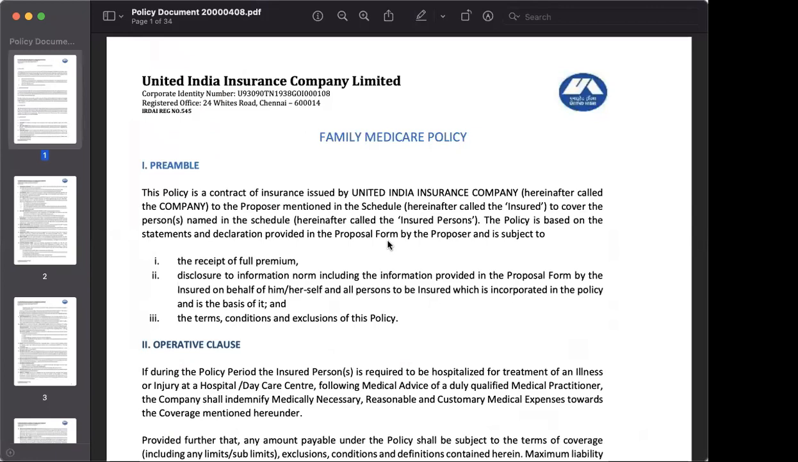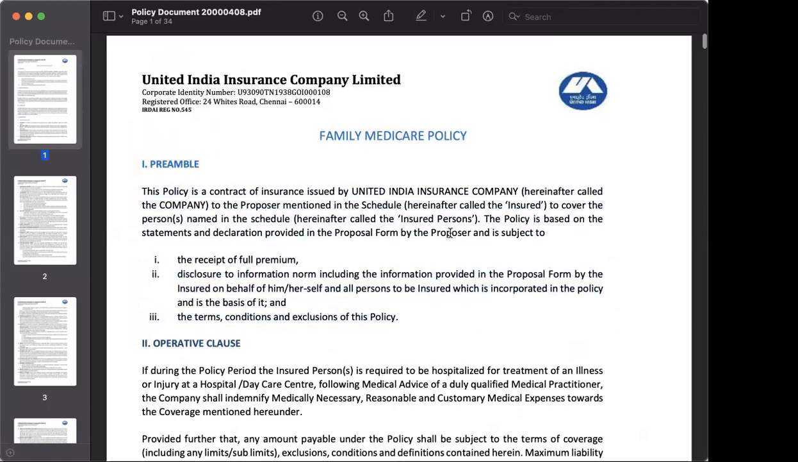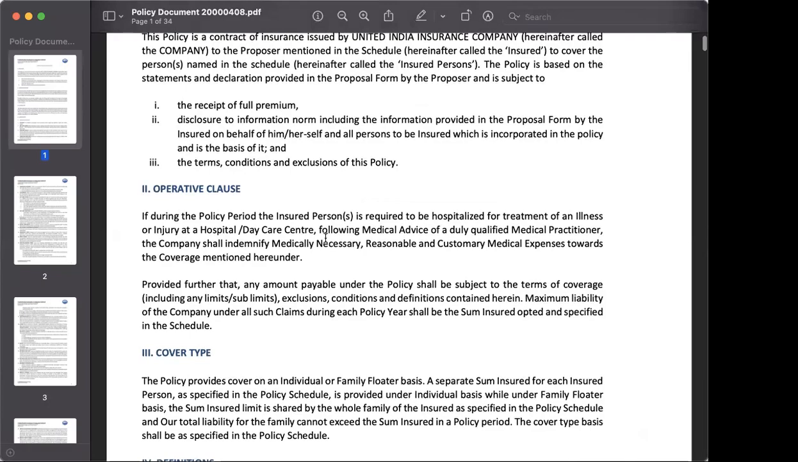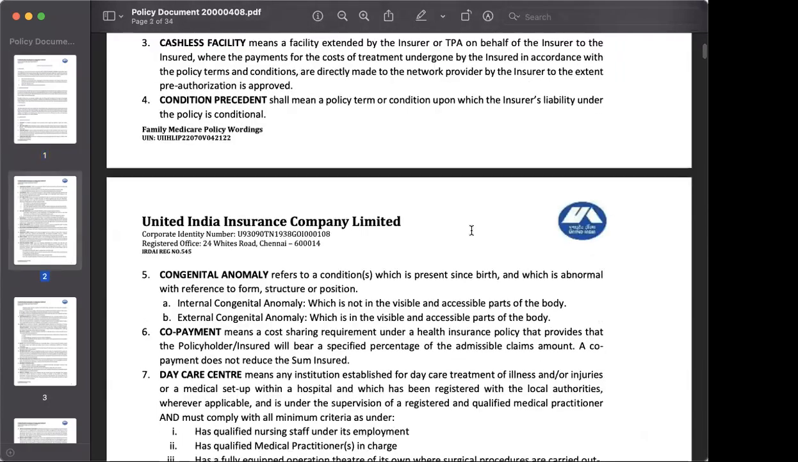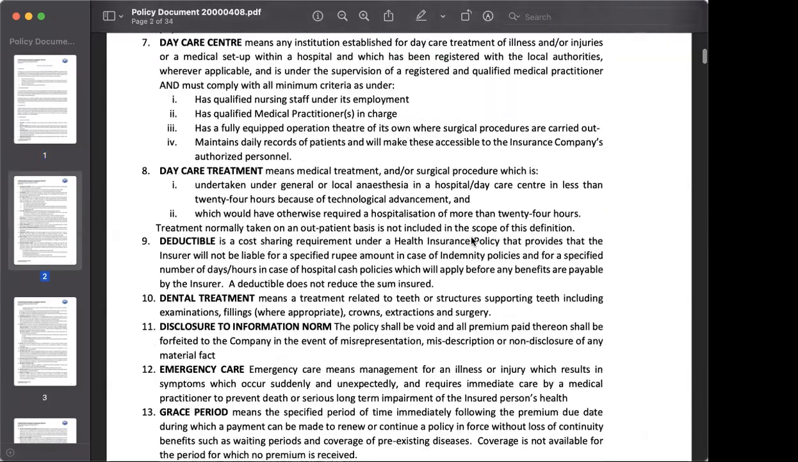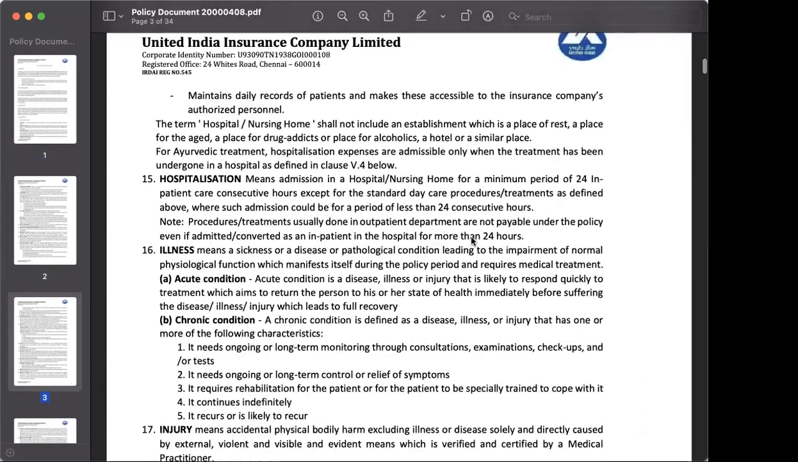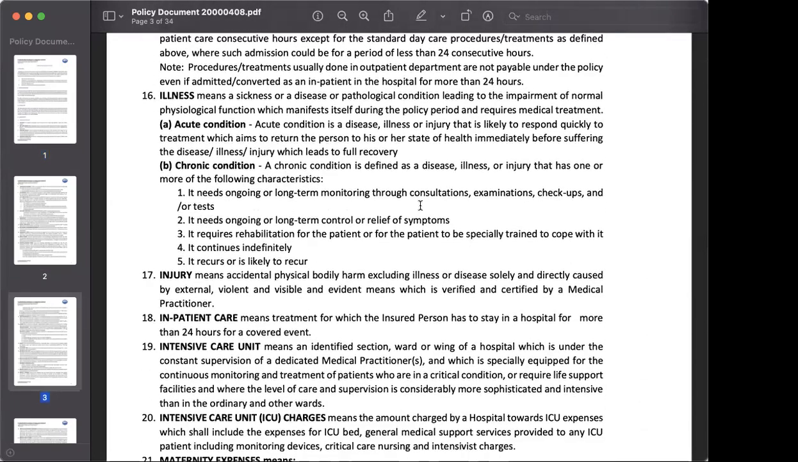See, we do have a very standard base policy document. It is available on our website also. You can have a look. You can download that also and go through it. It is a 34-pager document. It is a base document from the United India Assurance Insurance Company, where all of it is mentioned.